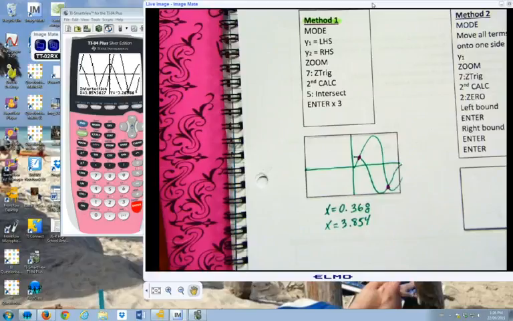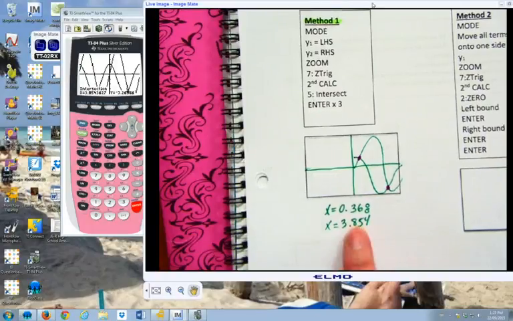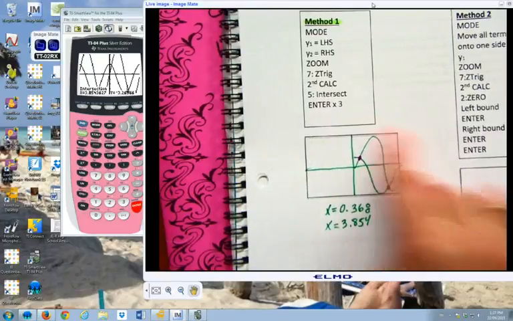That is the complete work you need to show me when you solve a question with your calculator. You need to have the graph, you need to have the intersection points marked, and you need to have the answers rounded correctly. If you just gave me the answers, that's 1 mark out of 3, because this is showing me what you did.